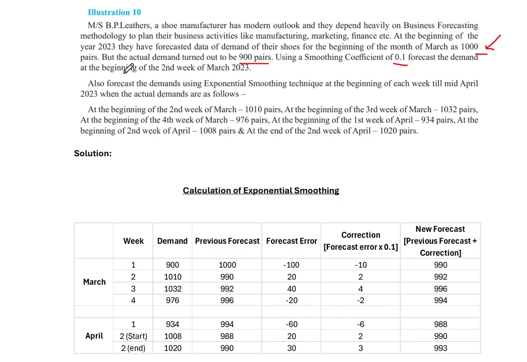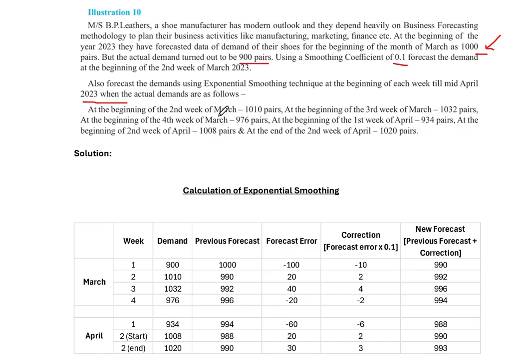Here we have to use 0.1 as the smoothing coefficient. That means for each respective week, we will multiply by 0.1. Also forecast the demands using the exponential smoothing technique at the beginning of each week till mid 2023, when the actual demands are as follows. Here the actual demand data are given.